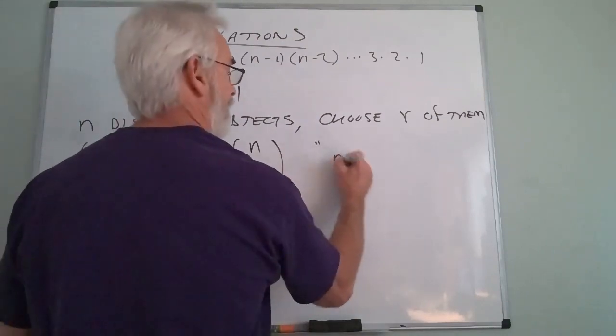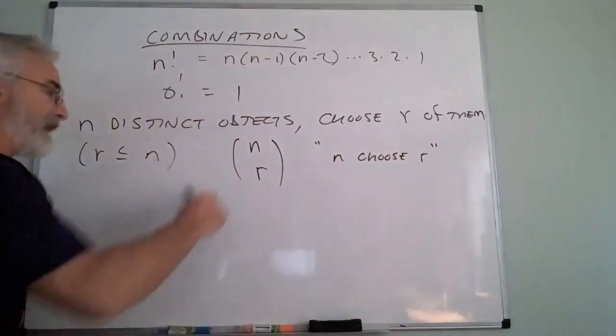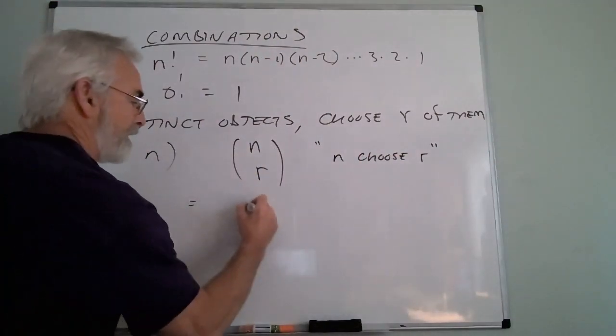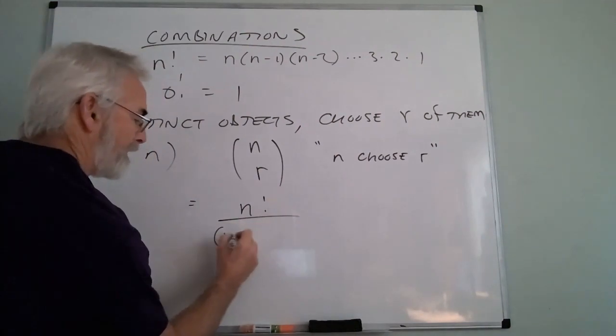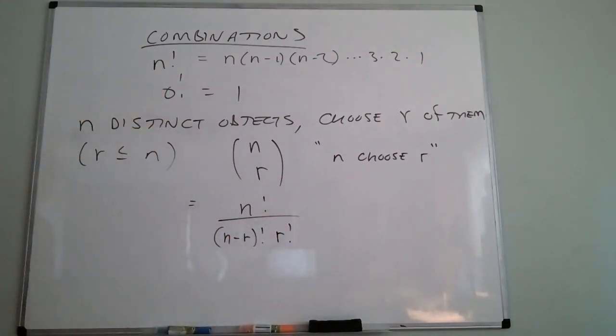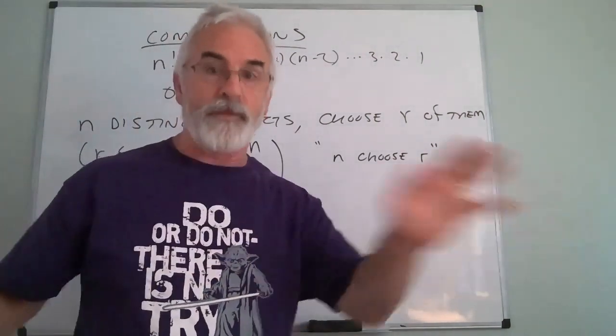So we say n choose r, and this is the notation. That's not a quotient, that's a combination. And again, from previous classes, we know it's this: n factorial over the quantity n minus r factorial times r factorial. If I am going to arrange them and put them in order, that's something else.